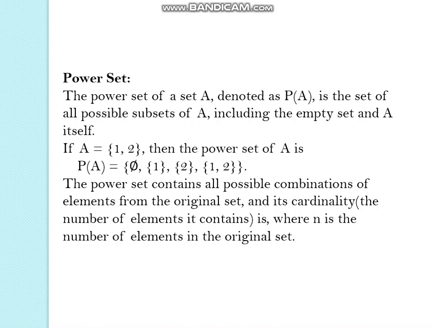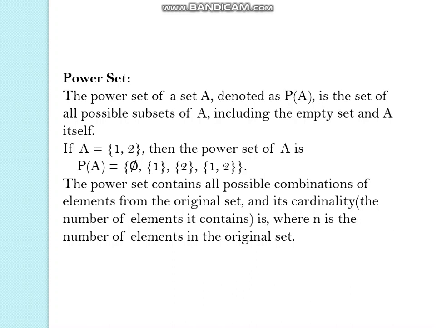If you consider the power set of a singleton set, it contains only two elements, the empty set and the set itself. The power set contains all possible combinations of the elements from the original set. Its cardinality is 2 raised to n, where n is the number of elements in the original set.